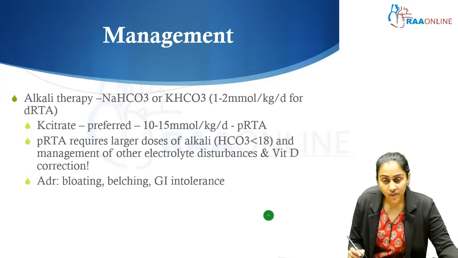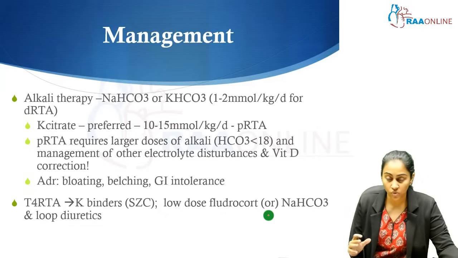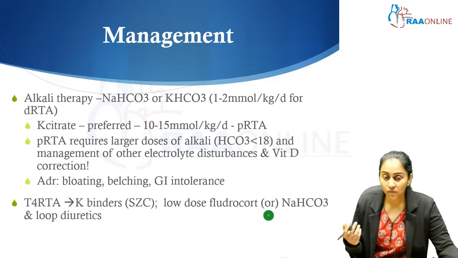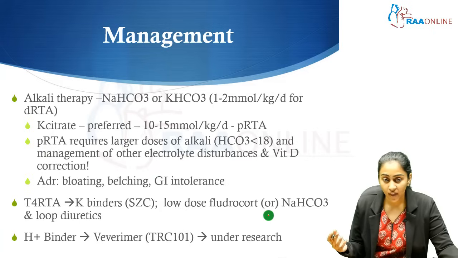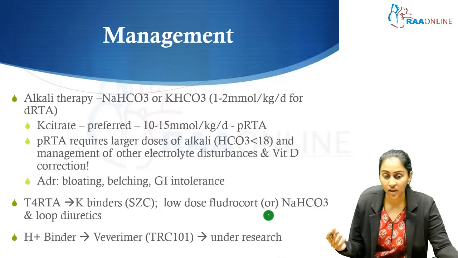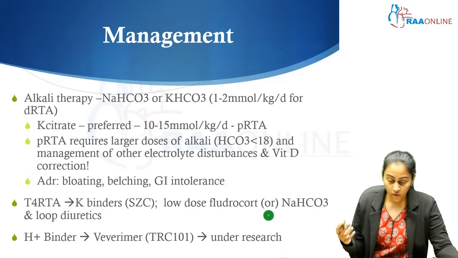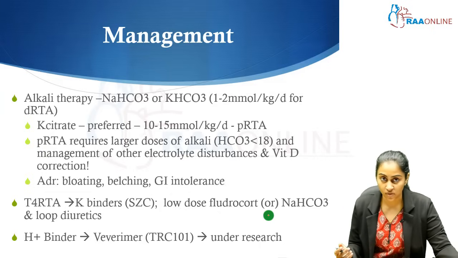Now, what are the adverse effects? Adverse effects include bloating, belching and gastrointestinal intolerance. Now, type 4 renal tubular acidosis, here what do we do? We give them potassium binders to reduce the potassium. We can even give low dose fludrocortisone or sodium bicarbonate and loop diuretic combination. And there are hydrogen secretagogues called Veverimer, a new drug which is currently under research to promote hydrogen secretion in the urine in patients with renal tubular acidosis.